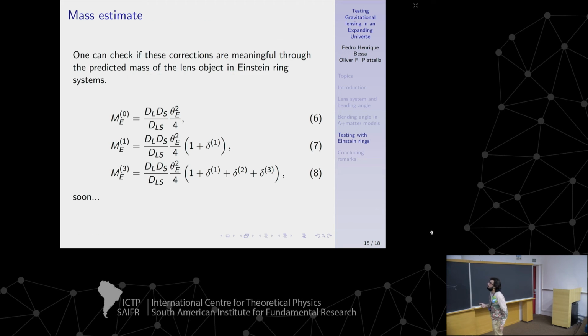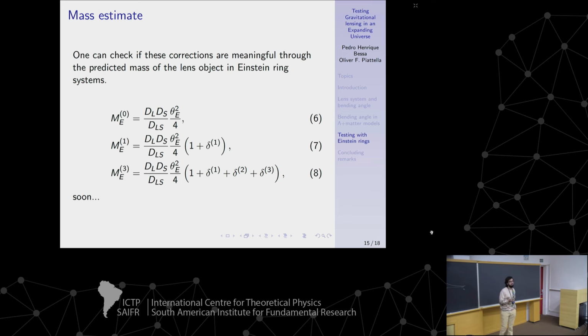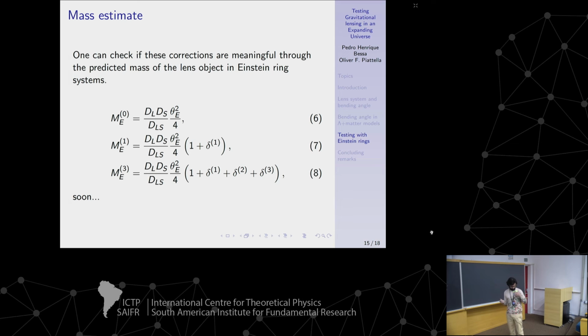And I'll try to get a mass prediction from the system using all these corrections. The zeroth order, which is just the Schwarzschild lens mass estimate. The first order, which was obtained in Piatella's work. And the third order, which is the correction found in this paper.